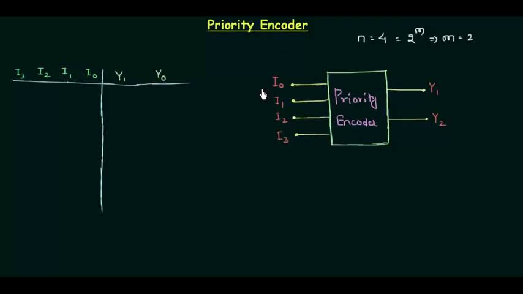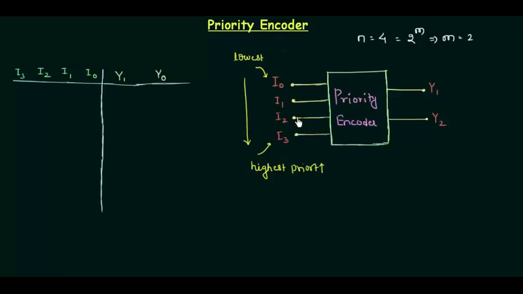Before moving to the truth table, let us first set the priority for the inputs. I assume I0 is having the lowest priority, and I3 on the other hand is having the highest priority. So I can say that moving from top to bottom, from I0 to I3, the priority increases. Okay, the priority increases when I come from up to down. It means I0 is having the lowest priority, then I1, then I2, then I3.